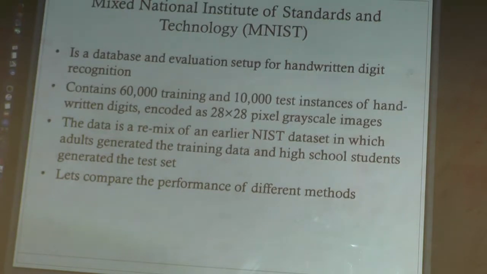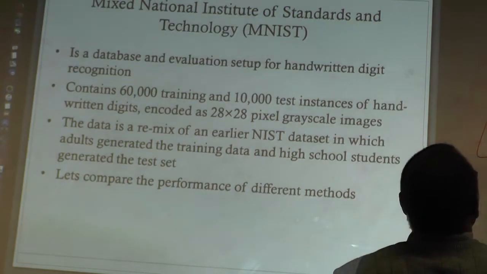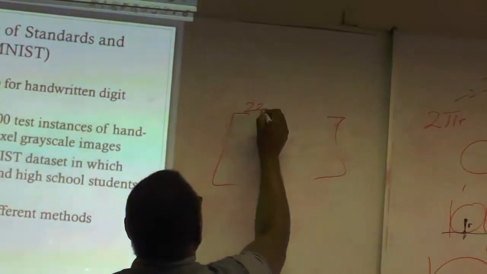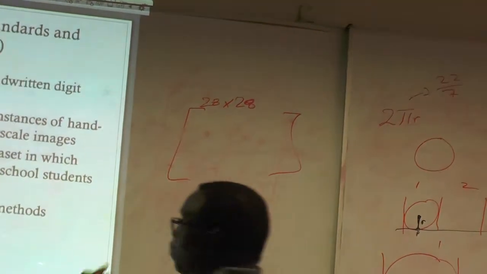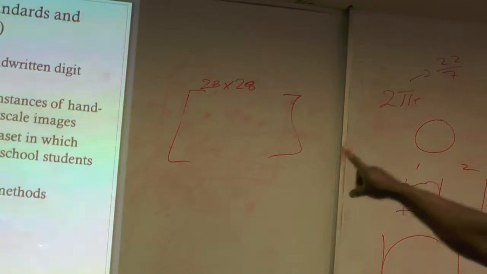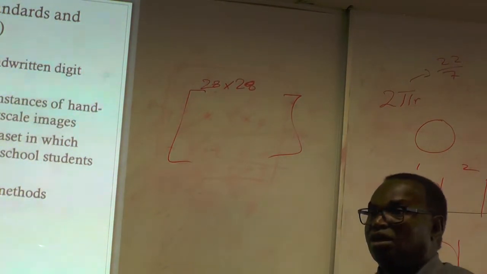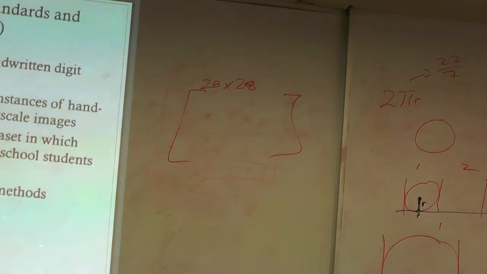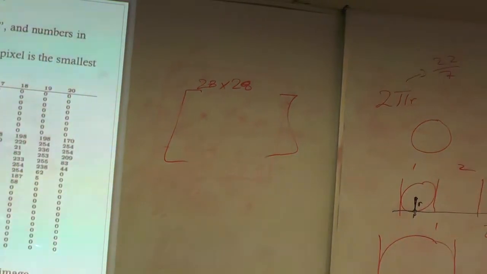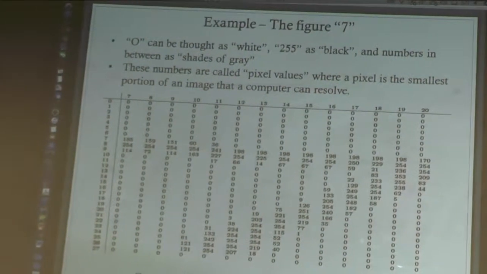But what makes it big is that, remember, each handwritten digit is a 28 by 28 matrix. Remember, the values are 0 to 255. Okay? Let me show you an example of a 7. That's a 7.